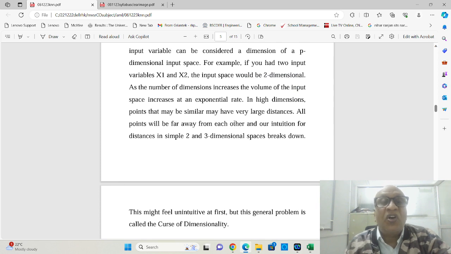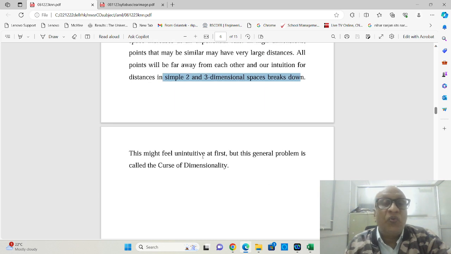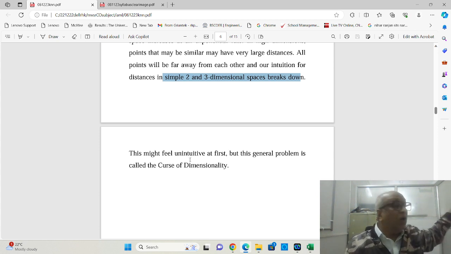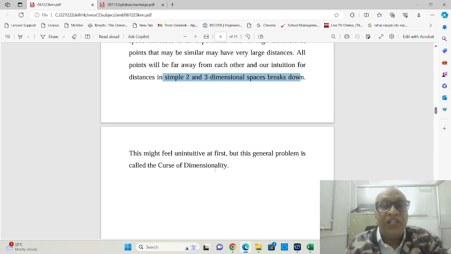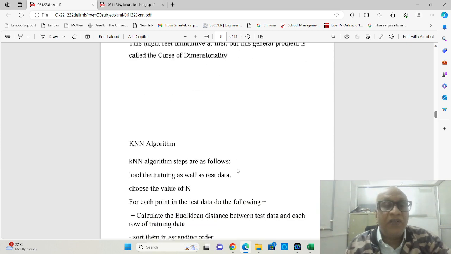When high dimensions occur, the points that may be similar may have very large distances. The points will be far away from each other. And the intuitive way of resolving the distance breaks down. This is called the curse of dimensionality.